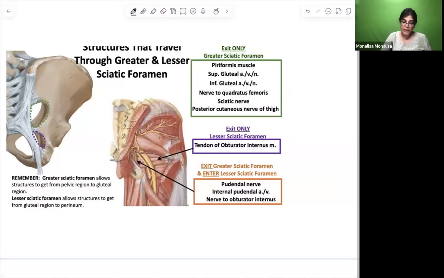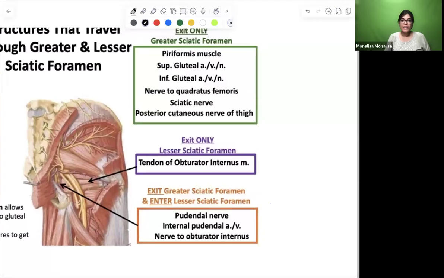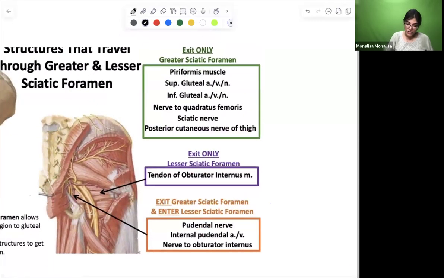Why? Because this has also been asked in examination. So the structures passing through the greater sciatic foramen, the structures passing through the lesser sciatic foramen. Many structures pass through the greater sciatic foramen: piriformis, superior gluteal nerves and vessels, inferior gluteal nerves and vessels, nerve to quadratus femoris, sciatic nerve, posterior cutaneous nerve. We have just one structure which is exiting through the lesser sciatic foramen. That is the tendon of obturator internus.